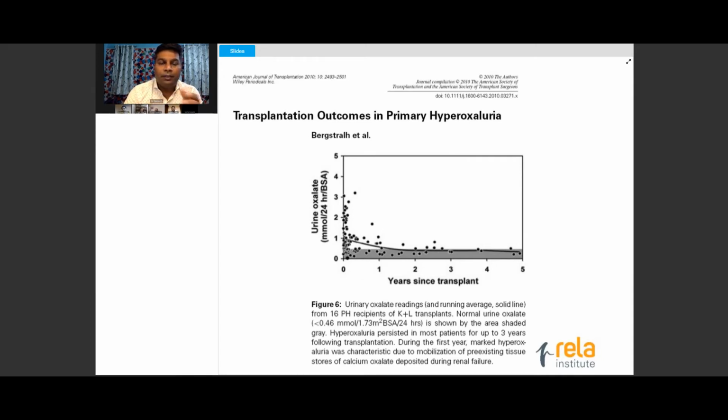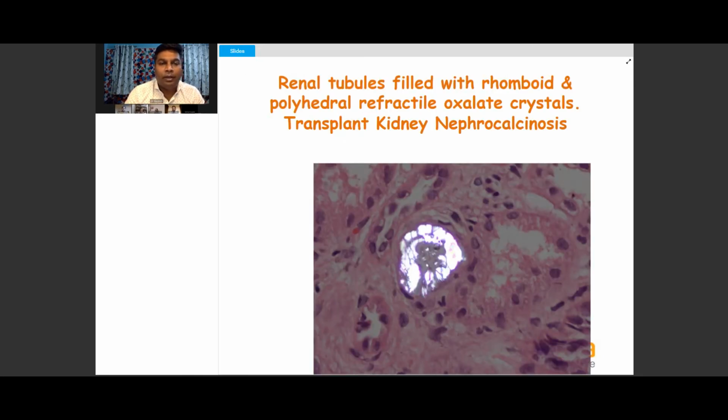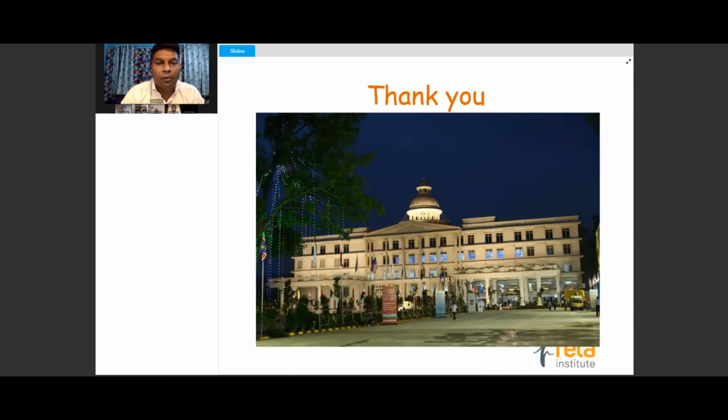And you can see this is from one of the patients who had nephrocalcinosis after transplant. You can see the refractive crystals inside the kidney. And I think with this, I will close my talk.